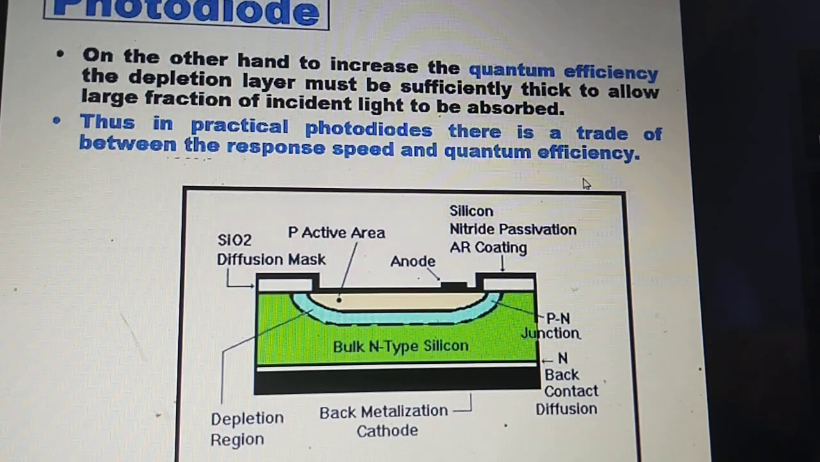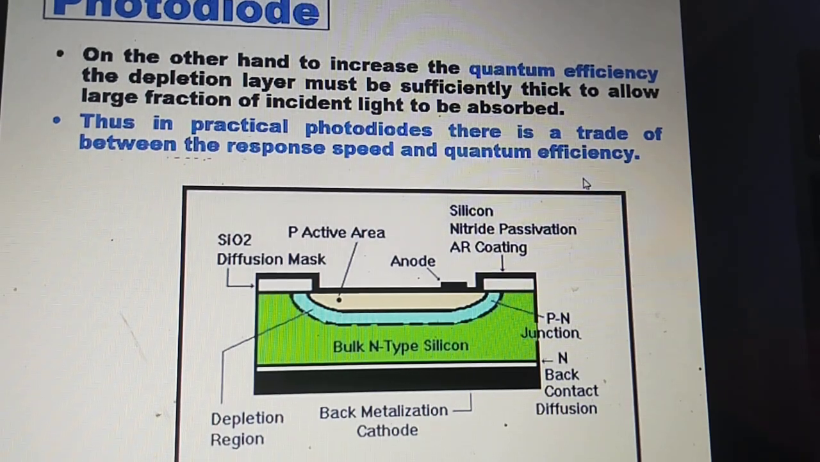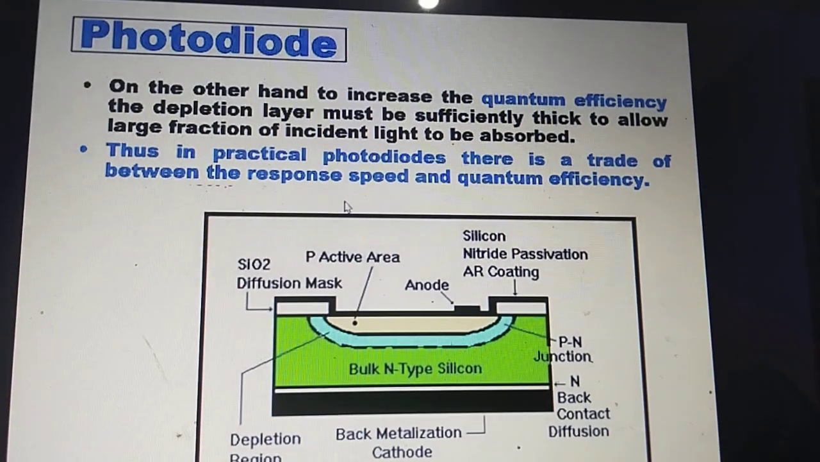If your application is related to high frequency, then you would like to have a thin depletion region. And if you want more quantum efficiency and you can compromise on the frequency aspects, you will use such photodiodes which possess a large depletion region. So therefore, in a practical photodiode, the trade-off between response speed and quantum efficiency is the main point of this slide.